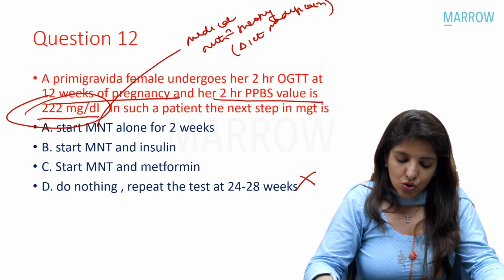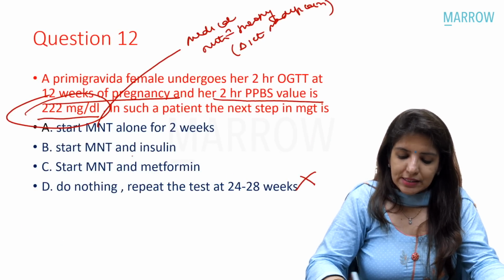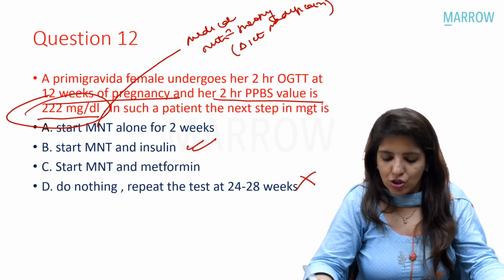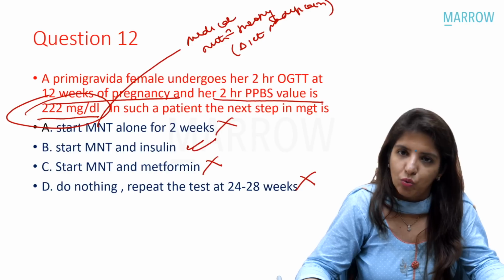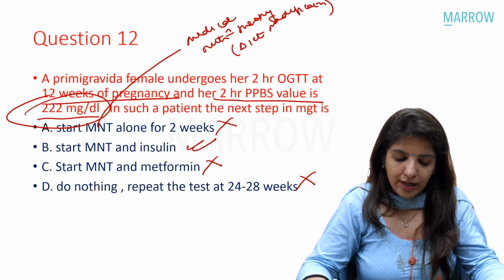Okay. So over here, start MNT alone for 2 weeks, start MNT and insulin. That's the best answer. You are not going to give metformin and you are not simply going to give diet modification alone, right? Next question.